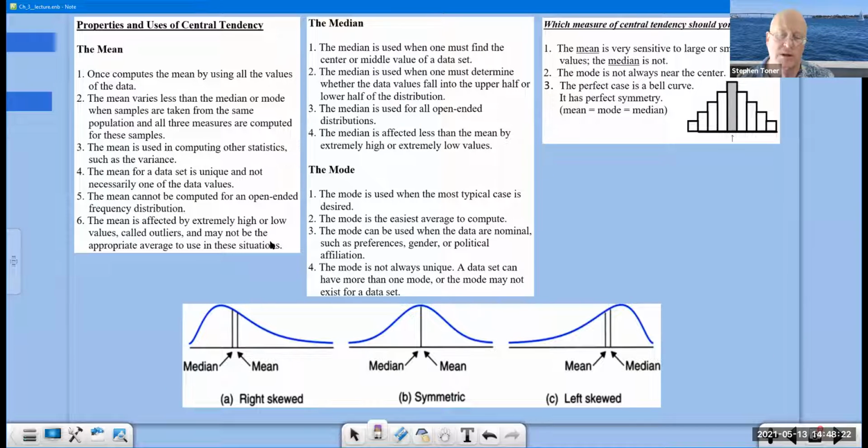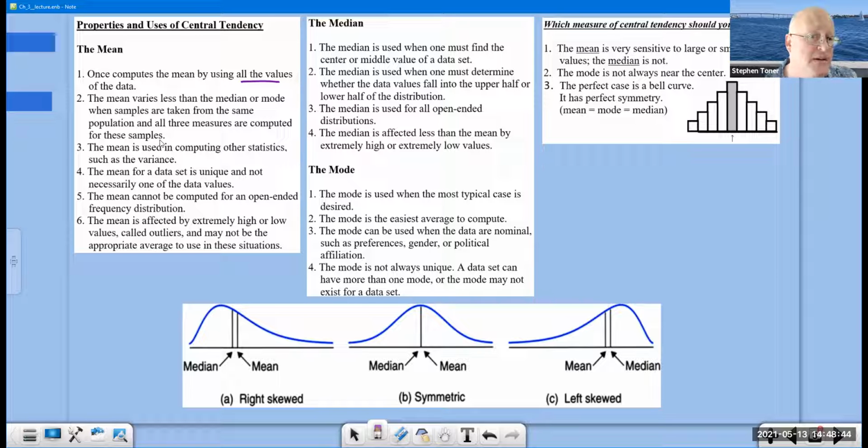Continuing on, I want to talk a little bit about each of these measures. Now, I know you can read on your own, so I'm going to highlight some of these things. When you are dealing with the mean, you need to use all of the values of the data. Whereas in the median, you're starting to just chop off values from one end and the other.